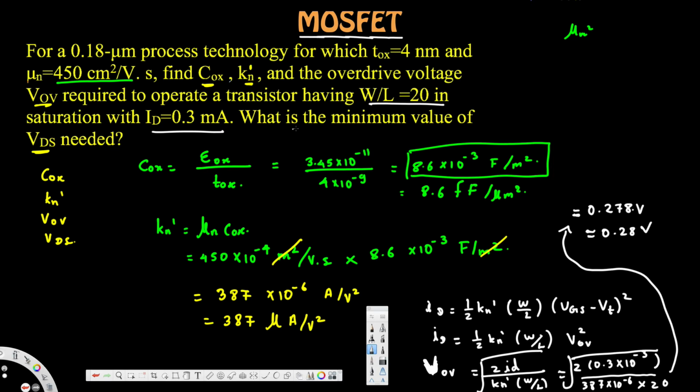Now the next thing is, what is the minimum value of VDS needed? Now here we have a saturation region. In saturation region, VDS minimum is equal to VOV, and we already found out VOV, that is 0.28 volt. So that's going to be the same voltage we are going to have for VDS. And that's it for this question. That's all we need, right? I hope this helps. Thanks for watching.